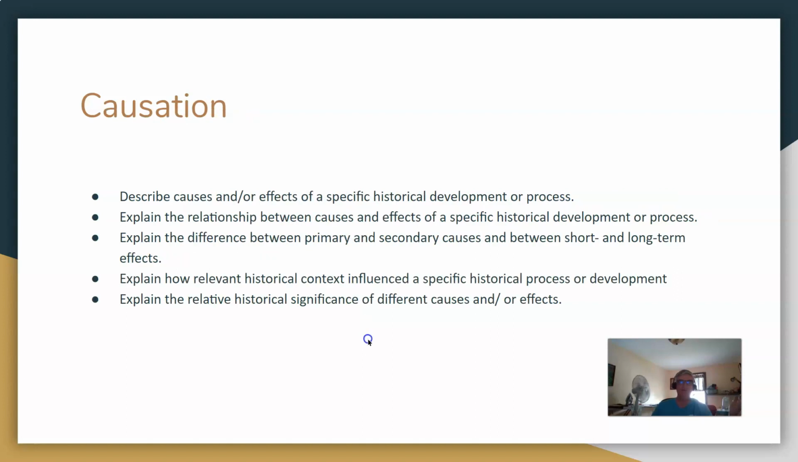Next one, probably the one you're most familiar with, is causation. Okay, this is describing cause and or effects. Sometimes it's one or both. Okay, of specific historical developments or processes, and then you'll explain the relationship between the causes and effects. Okay, and then you may explain the difference between primary and secondary causes, or between short and long-term causes of an event.